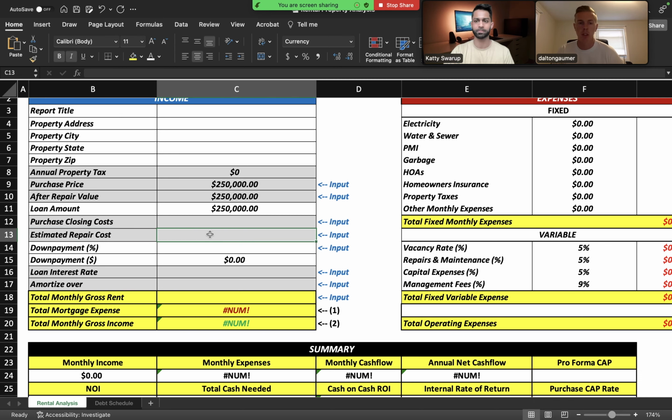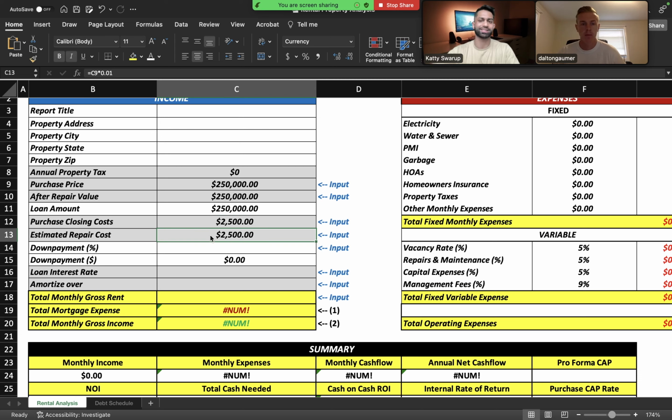Yeah, we usually end up using about 1 to 2%. Obviously, closing costs are considered dramatically based on the percentage of down payment you're going to be putting. Right, so depending on that is a factor. But usually, especially in Texas, it's about 1 to 2%. Okay, perfect. So purchase closing costs, we'll put in 1%, so 1% of 250,000, 2,500.